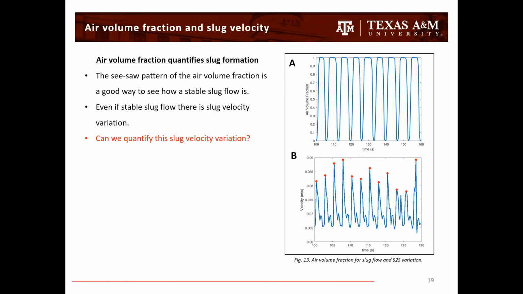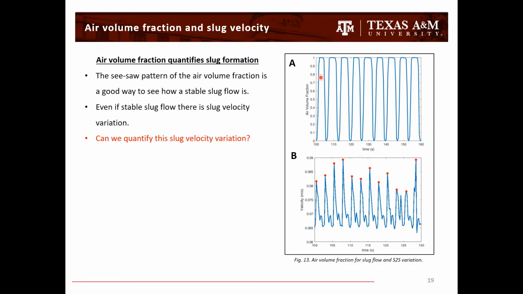Furthermore, we try to quantify this stable slug flow regime by plotting the air volume fraction. And you can see that the air volume fraction in this case is 0, 1, 0, 1, 0, 1. So basically it's oscillating between liquid and air slugs, which is what we want.